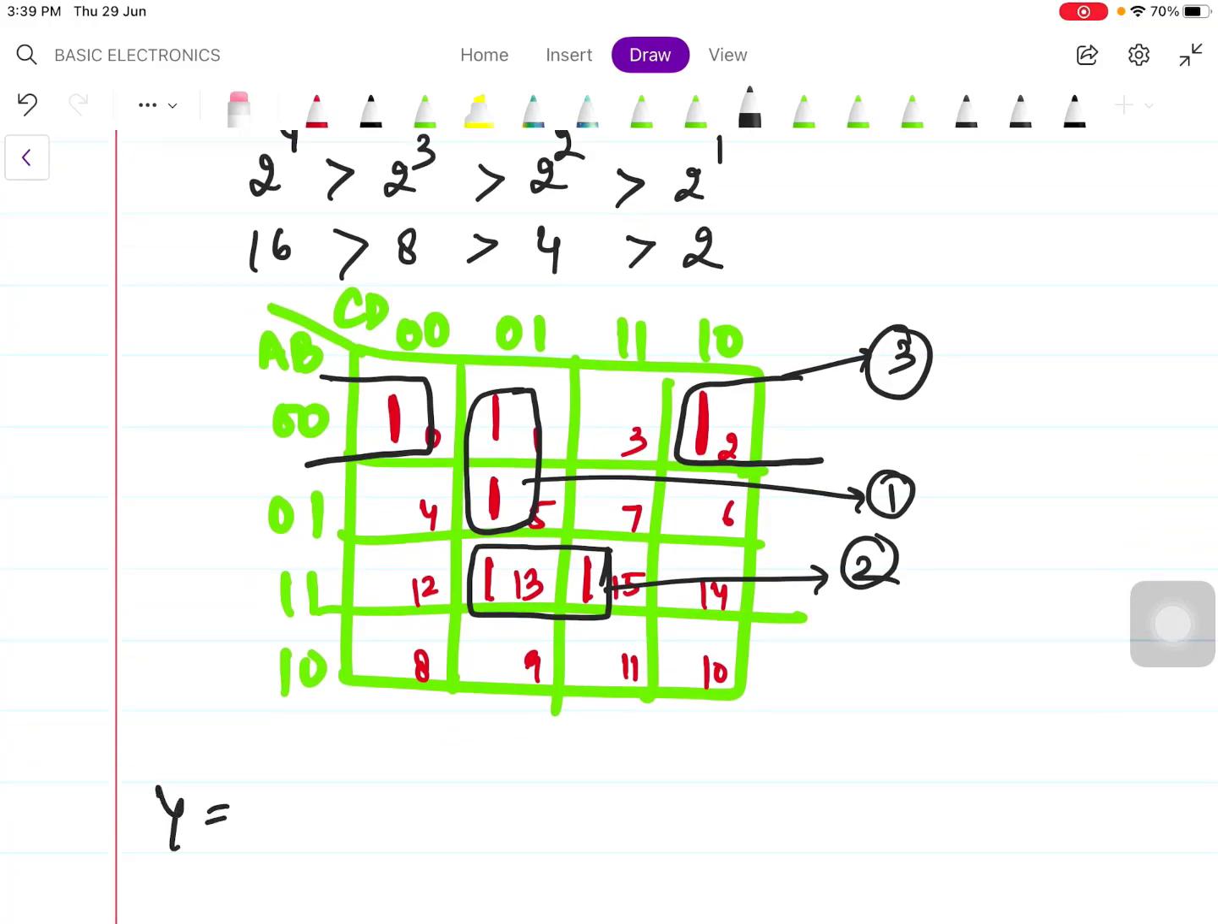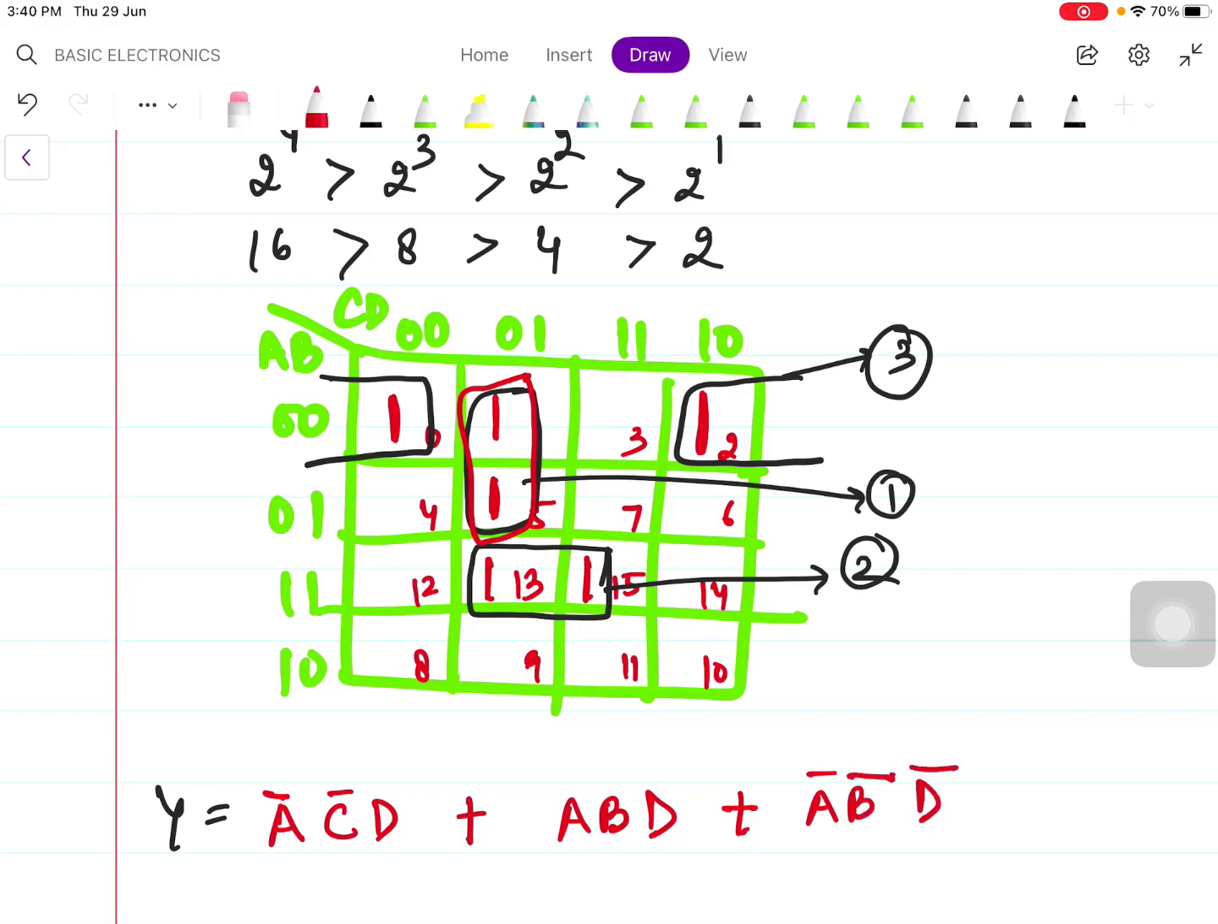For the first group, I hope you all can see it, the answer will be: from the A side, it will be A bar. From the CD side, it will be C bar D. Second group, AB, and from the CD part, it is D. Third group, A bar B bar, and from the CD part, it is D bar. So this is the answer. This is how we solve such questions.